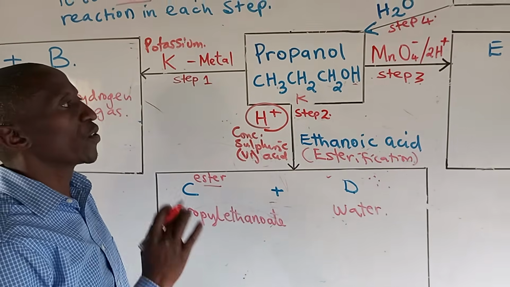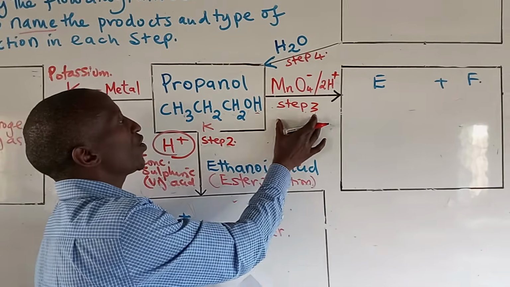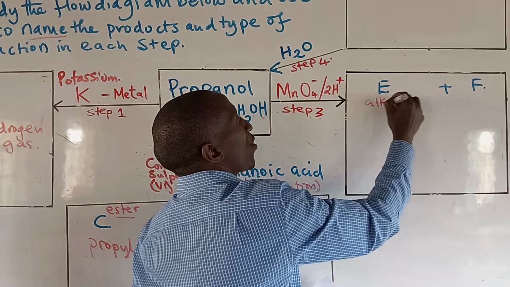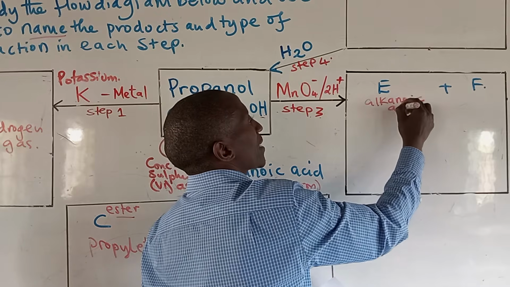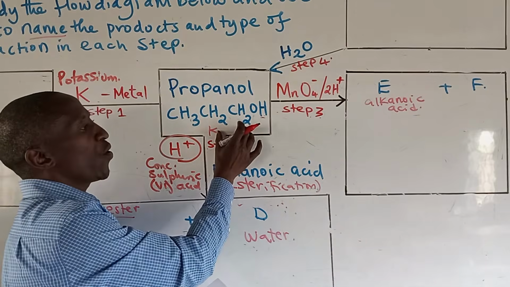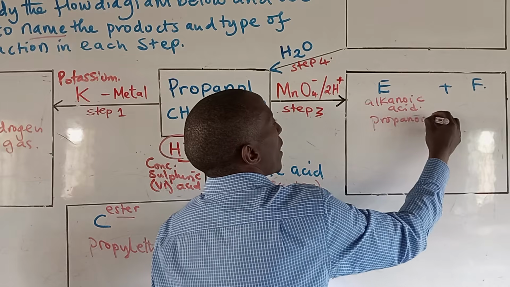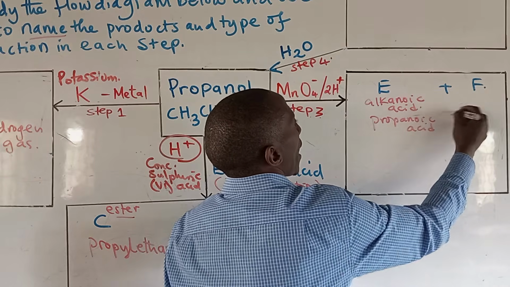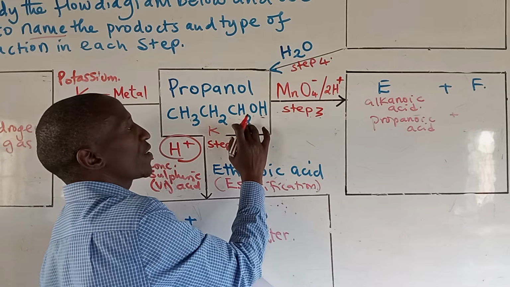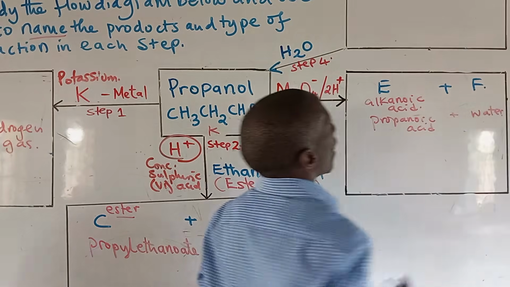Let us move on to step number 3. In step number 3, we are seeing the oxidation of an alcohol to the respective alkanoic acid. In this case, propanol would be oxidized to propanoic acid, and the hydrogen that is going to be removed as the oxygen is added will form water: propanoic acid and water.